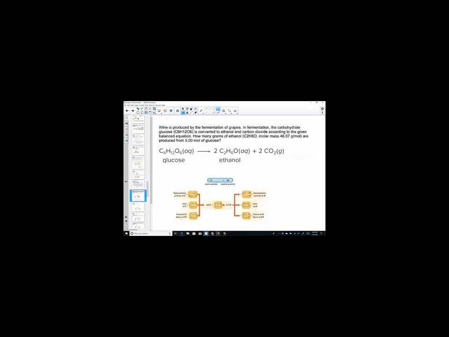Let's keep another one going. This one talks about wine being produced by the fermentation of grapes. In fermentation, the carbohydrate glucose, C6H12O6, is converted into ethanol, that's drinking alcohol, and carbon dioxide according to the given balanced equation. For every 1 mole of glucose, 2 moles of ethanol form, and 2 moles of carbon dioxide form, a 1 to 2 to 2. How many grams of ethanol?